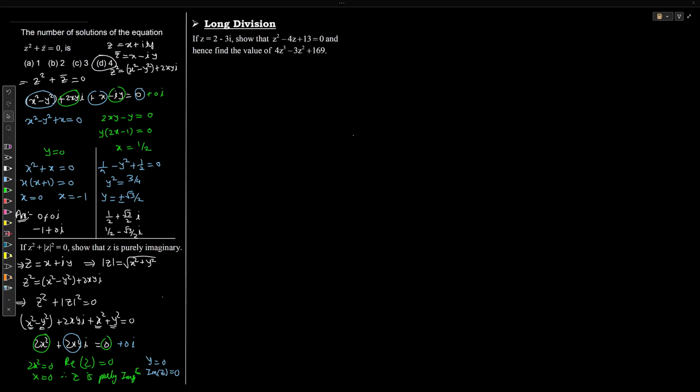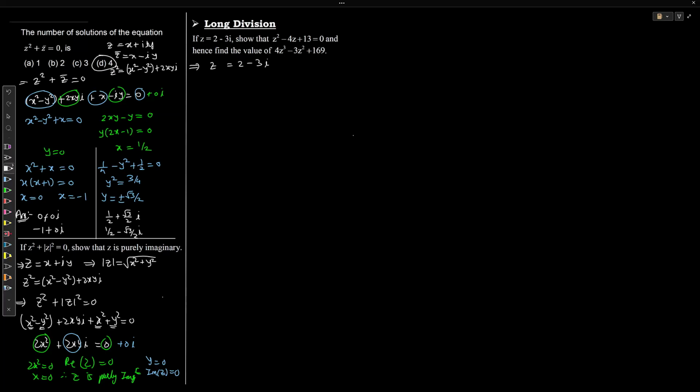So, the next topic is use of long division in complex numbers. Basically, a simple question. We have z is equal to 2 minus 3i and we have to prove this thing. And from that, we have to find the value of this thing. Okay? Keep the imaginary part on one side and the real part on the other side.